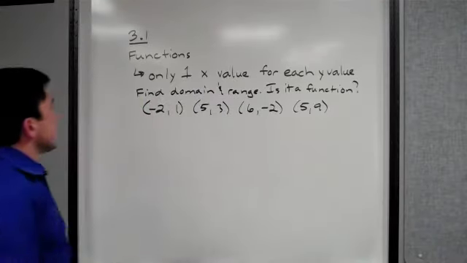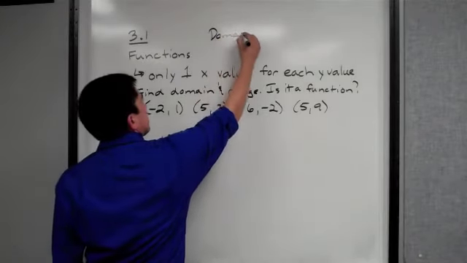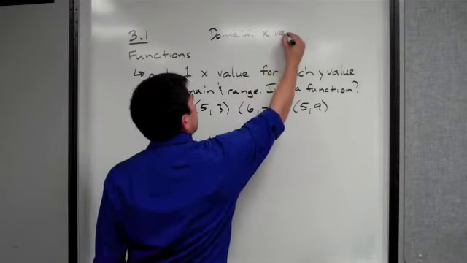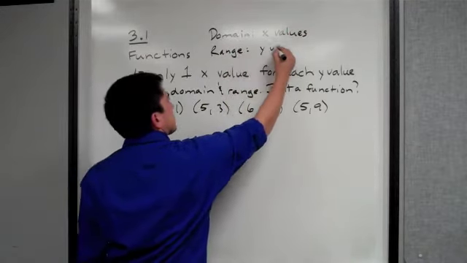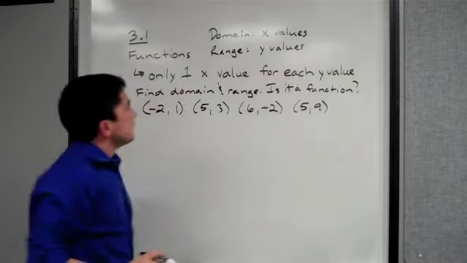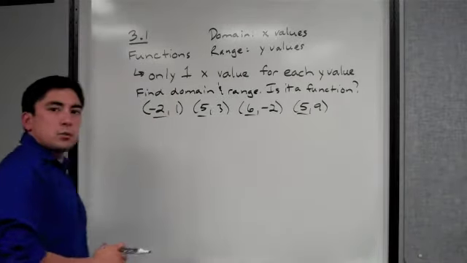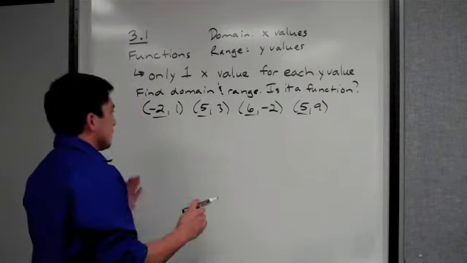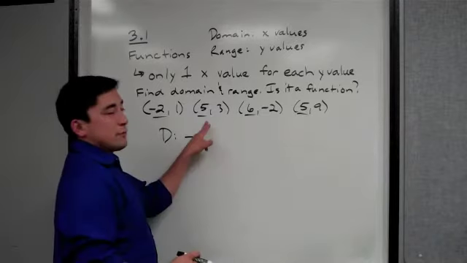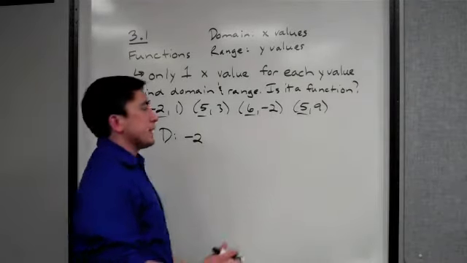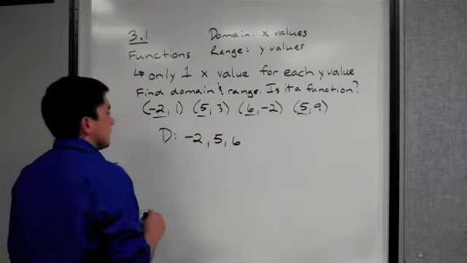Okay? So to find the domain, what that means, domain, is x values. Range is y values. Okay? Domain, x values, range, y values. So I take my x values right here. I'm going to list them out. What I'm going to do is put them in numerical order, least to greatest. So my domain is going to be -2. 5 would be my next one. Since there's two of them, I don't have to write it twice. I can just write it once. 5, and lastly 6. So that's my domain.